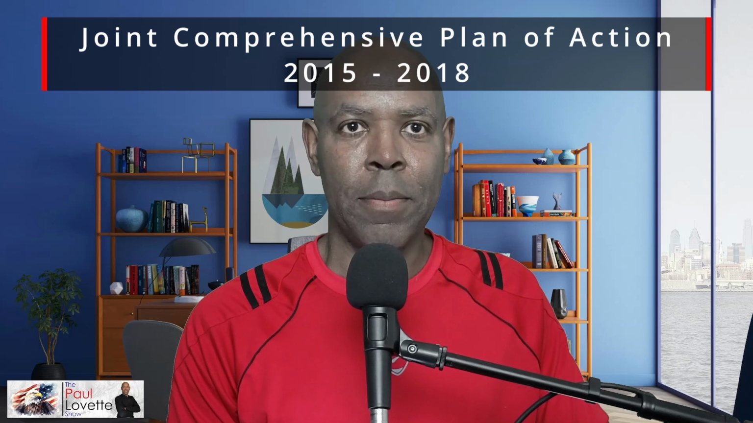Our next time frame is from 2015 to 2018. In July 2015, the Joint Comprehensive Plan of Action was signed, the landmark agreement between Iran and what was called the P5+1, being the U.S., UK, France, Germany, Russia, and China. It placed significant limitation on Iran's nuclear program in exchange for sanctions relief. Key provisions also included reducing Iran's uranium enrichment.